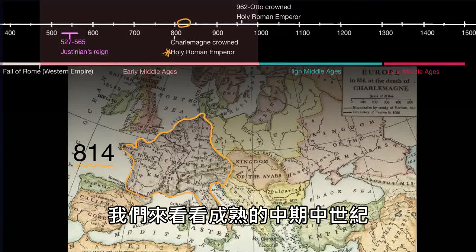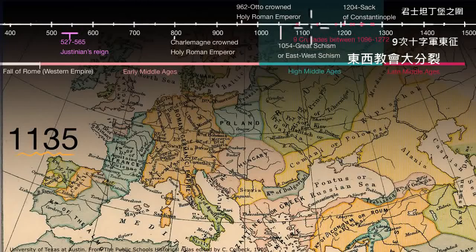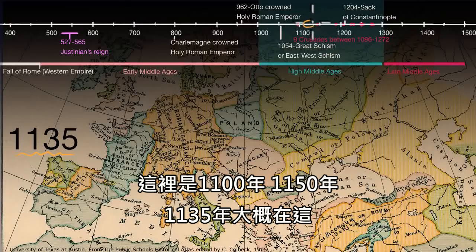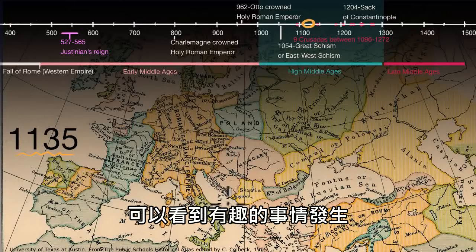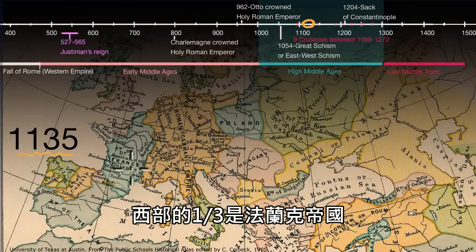Now let's fast forward to the High Middle Ages. So here we are in the year 1135. On our timeline, that would be right about, let's see, this is 1100, that would be 1150. 1135 would put us right around here. And you can already see some interesting things on this map. The Holy Roman Empire under Charlemagne is now fragmented. The western third is now the Kingdom of France.